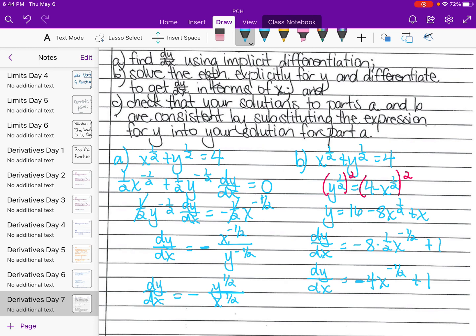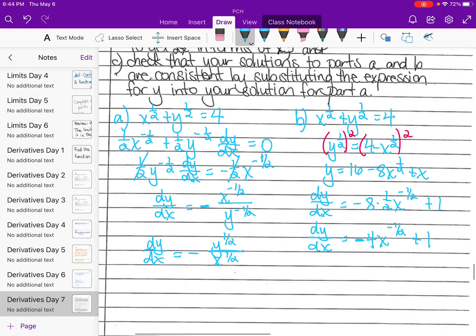Now, check that your solutions to part A and B are consistent by substituting the expression for y into your solution for part A. So they want me to take this and substitute it in right there, and then it should match my other solution. So let's do that.